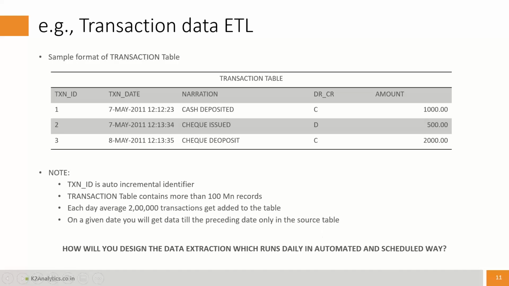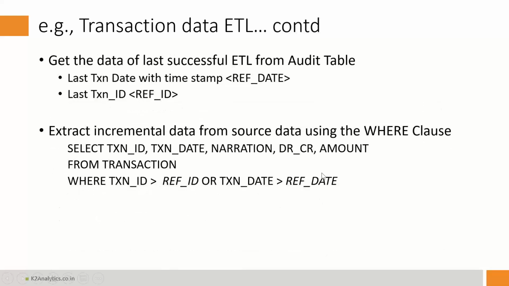So coming back, I hope you would have got a good picture of, and you would have been able to make your own flow chart of how you design your ETL, the E part, the extract part. Now here I've just said, whenever you do the ETL, you need to ensure that the last transaction date and the last transaction ID, these two pieces of information should go in your audit table.